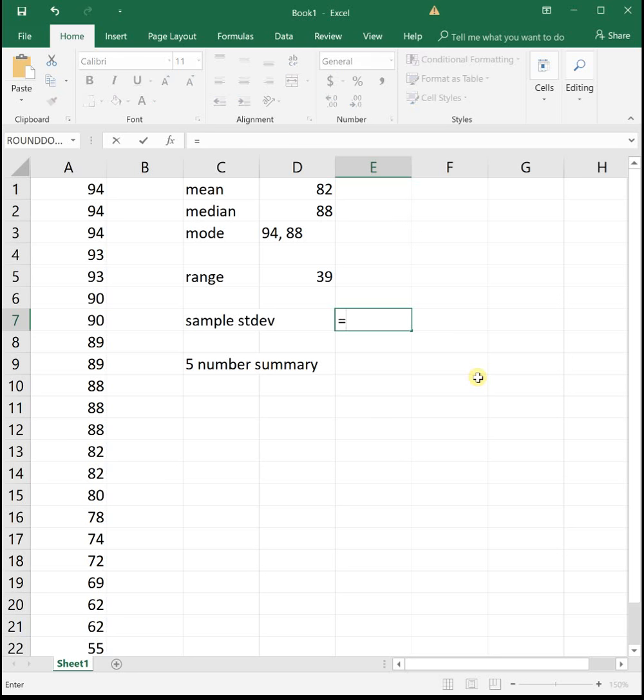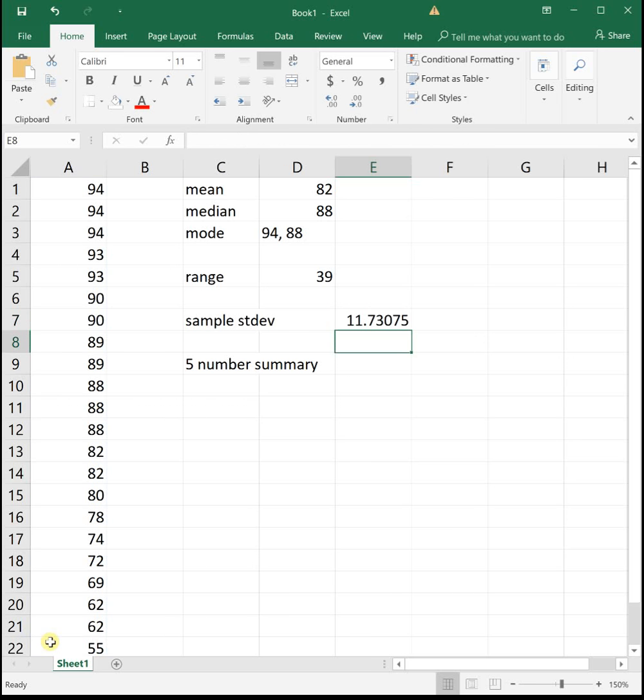So to find the sample standard deviation in new versions of Excel, it's equals stdev.s, open parenthesis, and that .s just stands for sample, and then you highlight your data and click OK. In the new versions of Excel, you would use stdev.p, P for population, if you were trying to find the population standard deviation. Old versions of Excel don't use the period, but new versions need it.